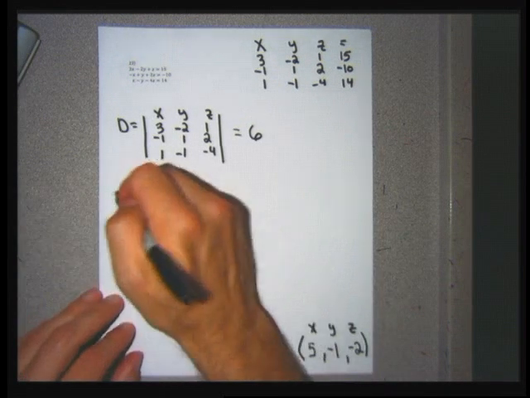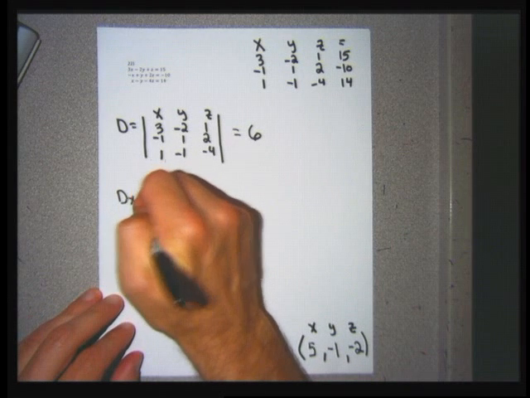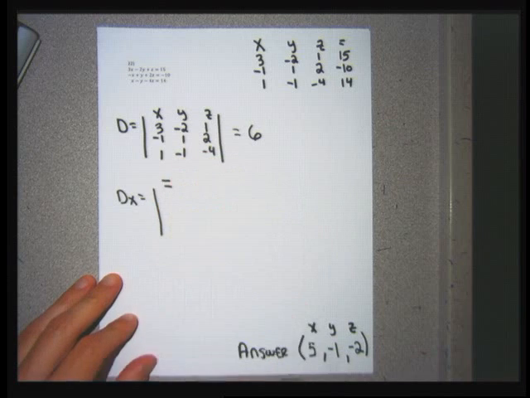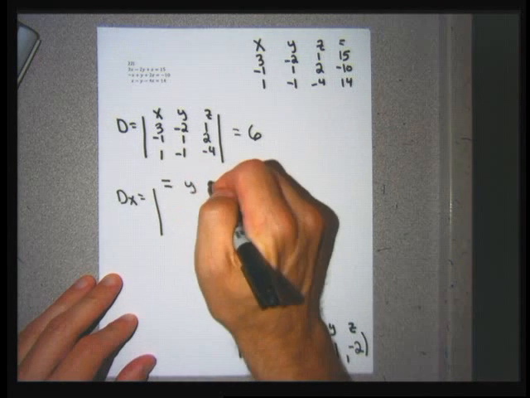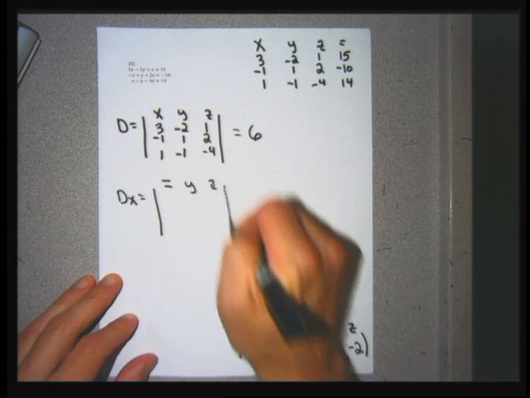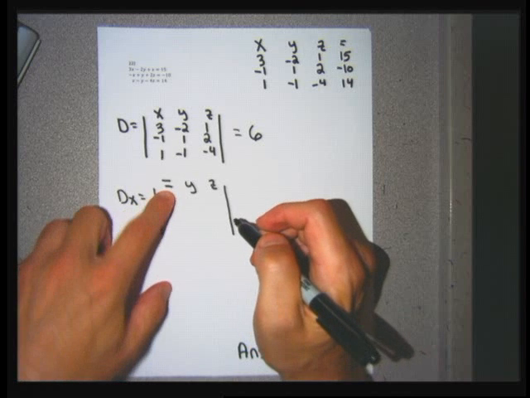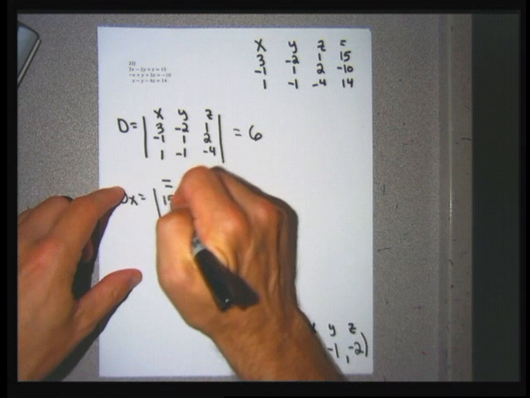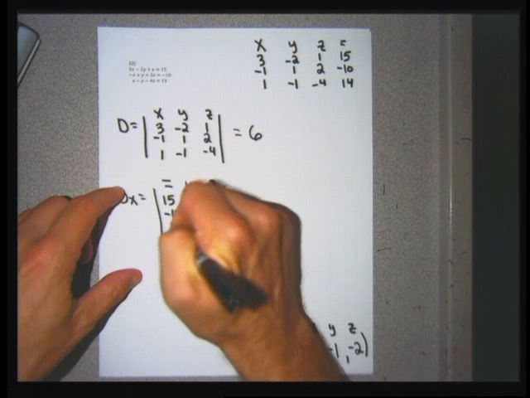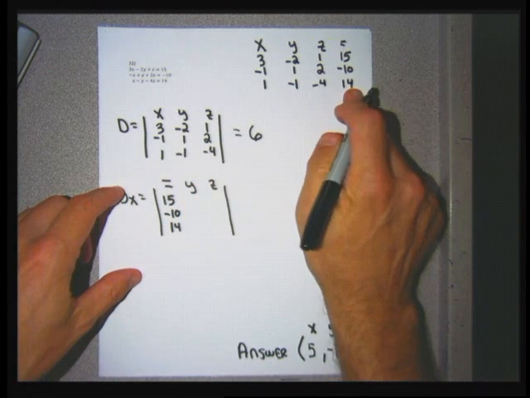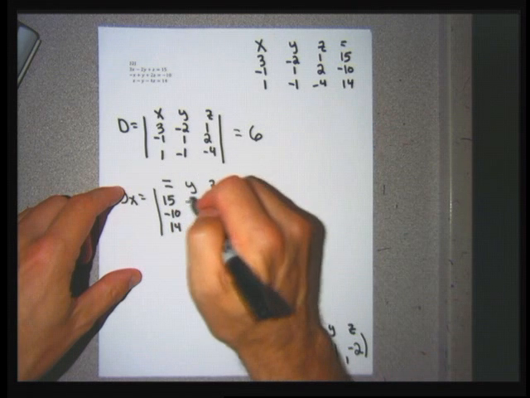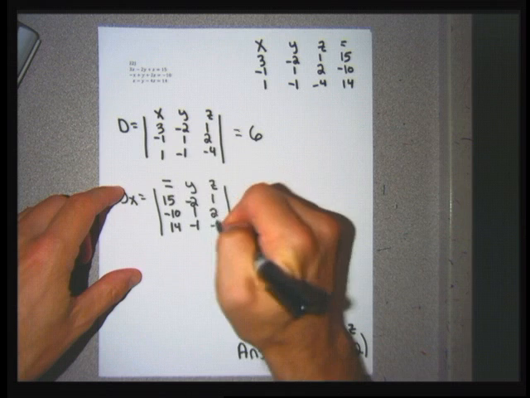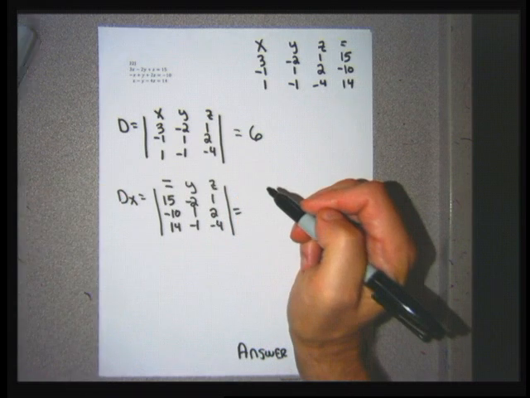The next determinant I'm going to call d sub x. And d sub x has the first column as the equals column, then the y column of numbers, then the z column of numbers. So the x column is replaced with the equals column. So it's going to be the numbers 15, -10, and 14, which are my equals column. Then the y column, which is -2, 1, and -1. The z column, 1, 2, and -4. I'm going to go ahead and compute that determinant.